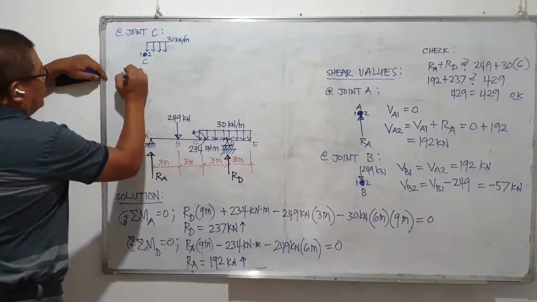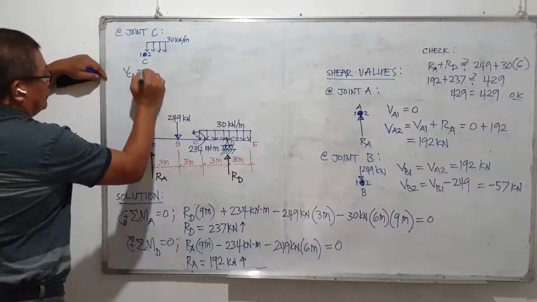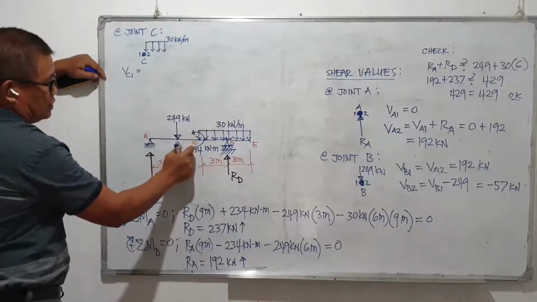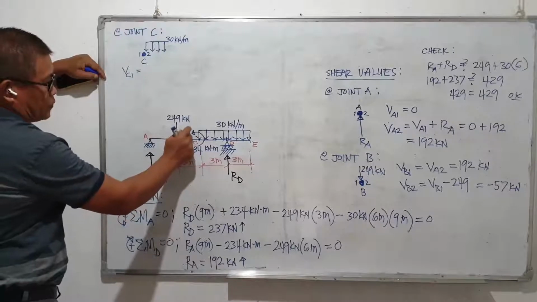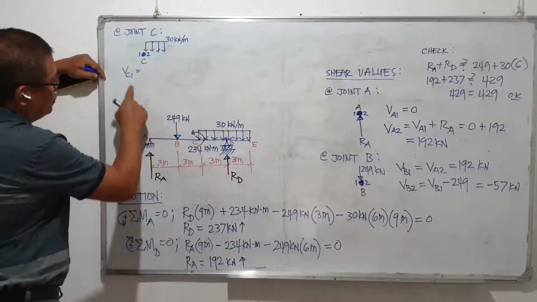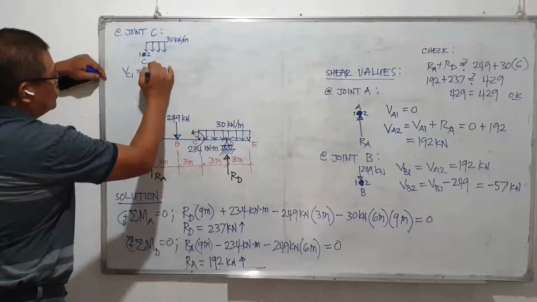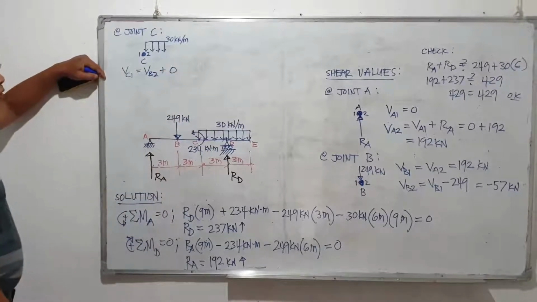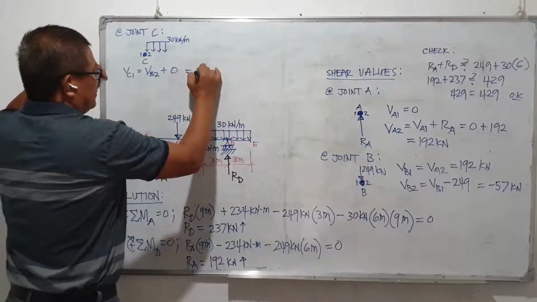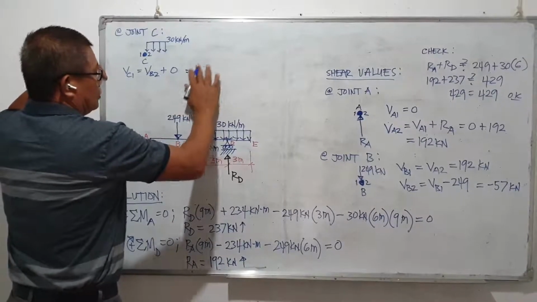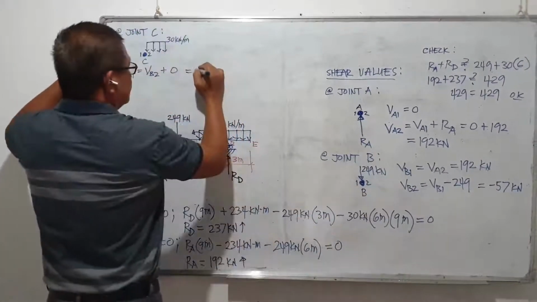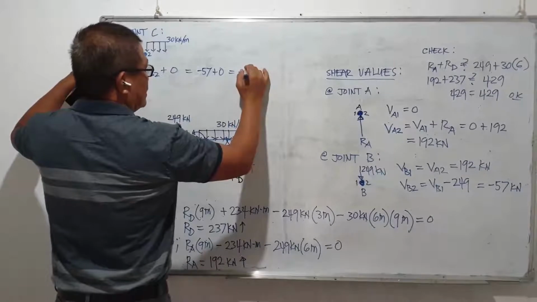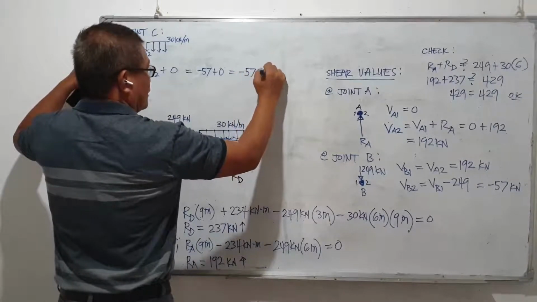So V sub C a little to the left, because there is also no load acting on span BC, on the member BC. There is no load, so V sub C1 is just equal to V sub B2 plus 0. Now V sub B2 is negative 57 plus 0, or we maintain negative 57 kilonewtons.